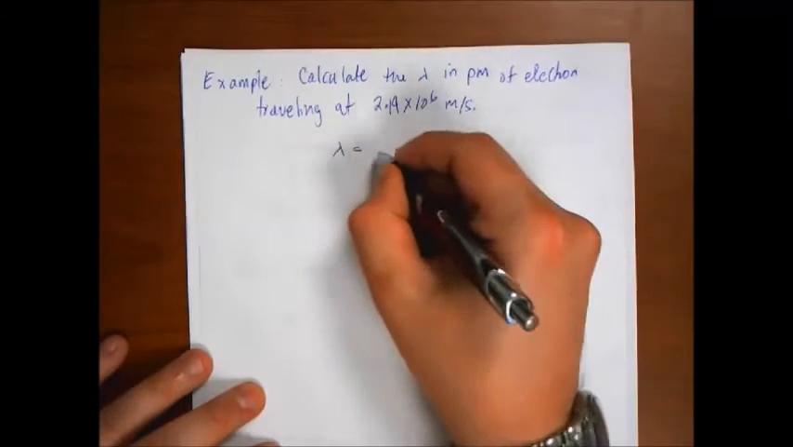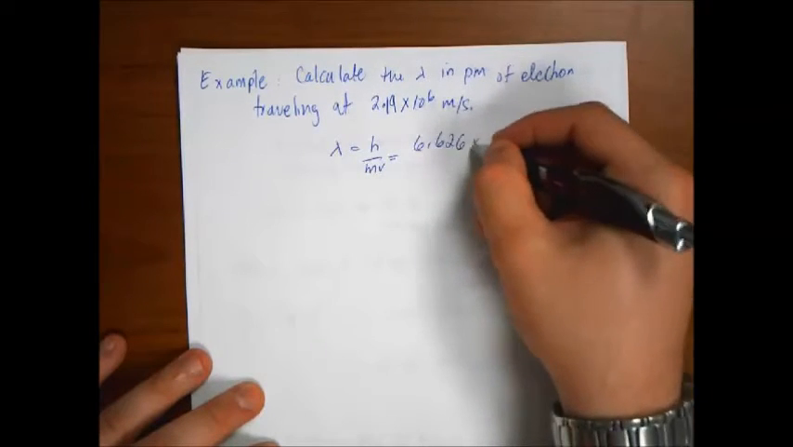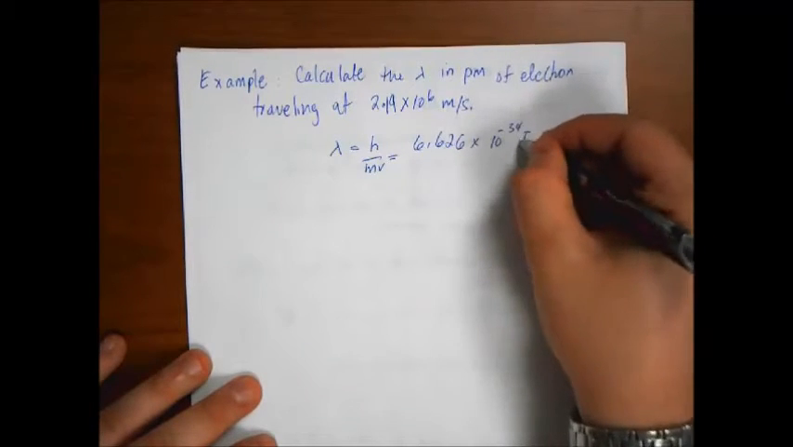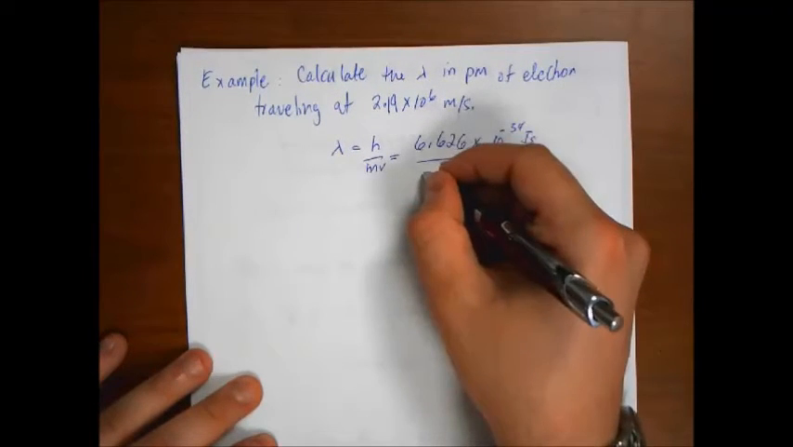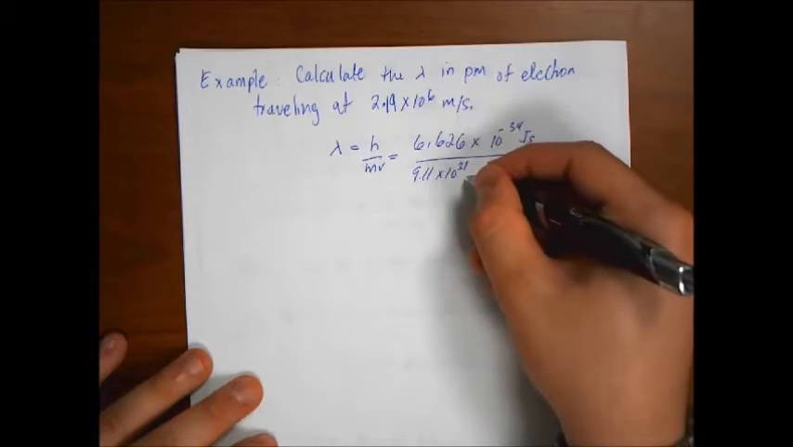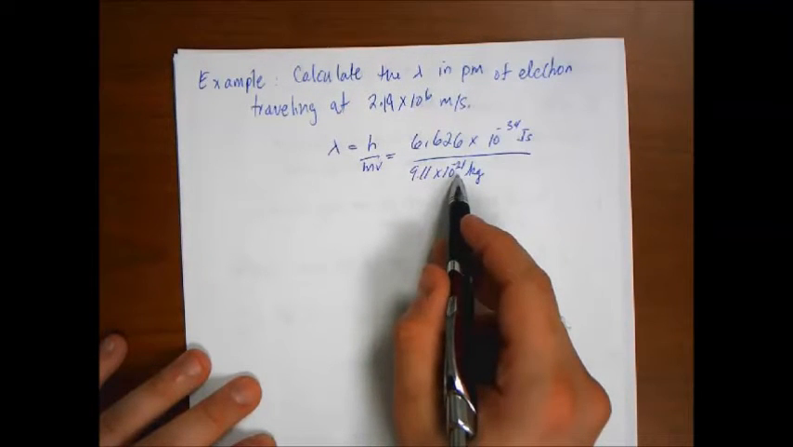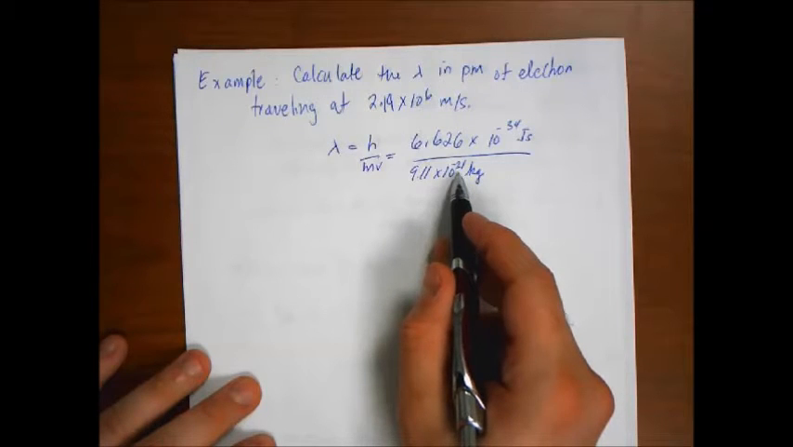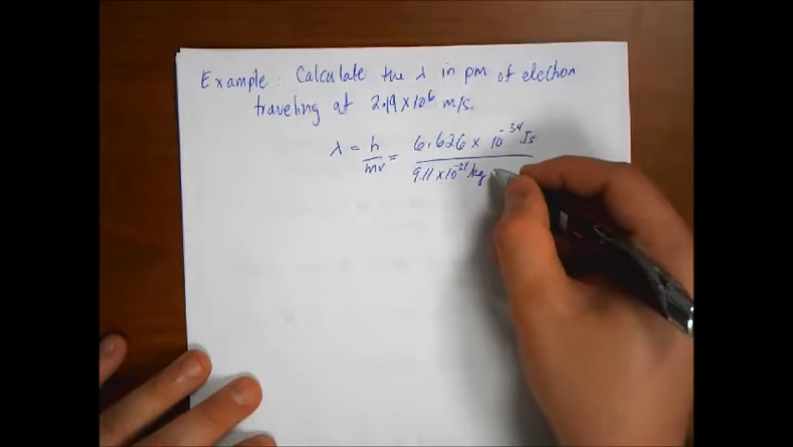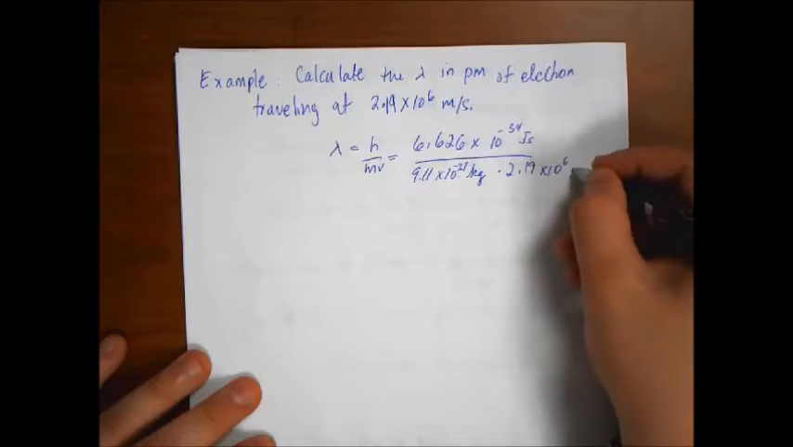So if we come back to our equation, lambda is equal to h over mv, we can start to plug some things in. So we get 6.626 times 10 to the minus 34 joule seconds, divided by the mass. So you don't have to memorize the mass of an electron. This will be provided for you on the exam. 9.11 times 10 to the minus 31 kilograms. So again, this is a tiny, tiny mass, much smaller than any one of us by many, many orders of magnitude, times 2.19 times 10 to the 6th meters per second.